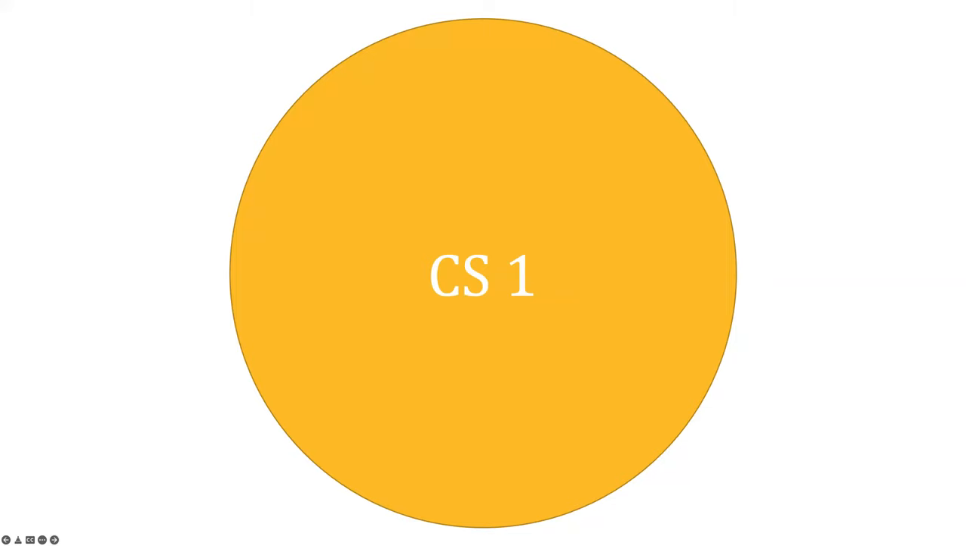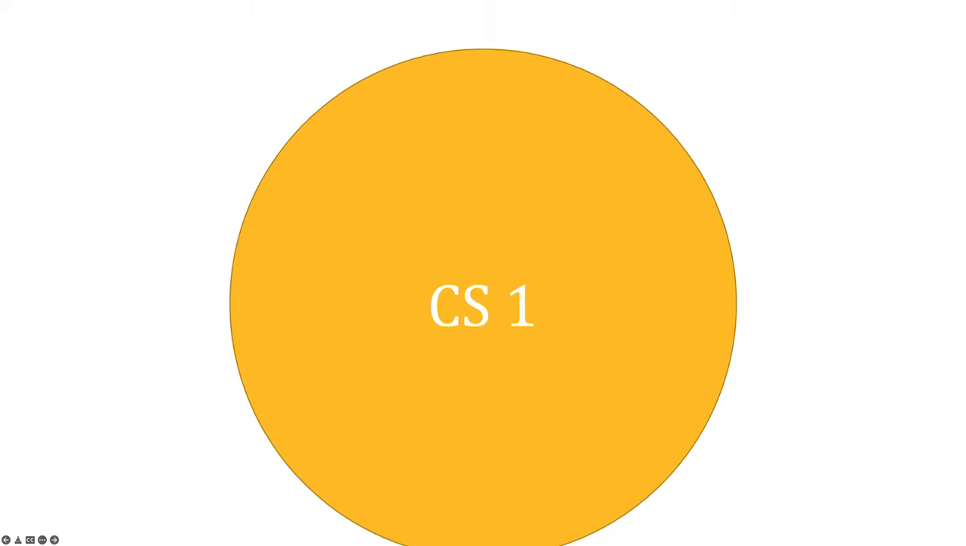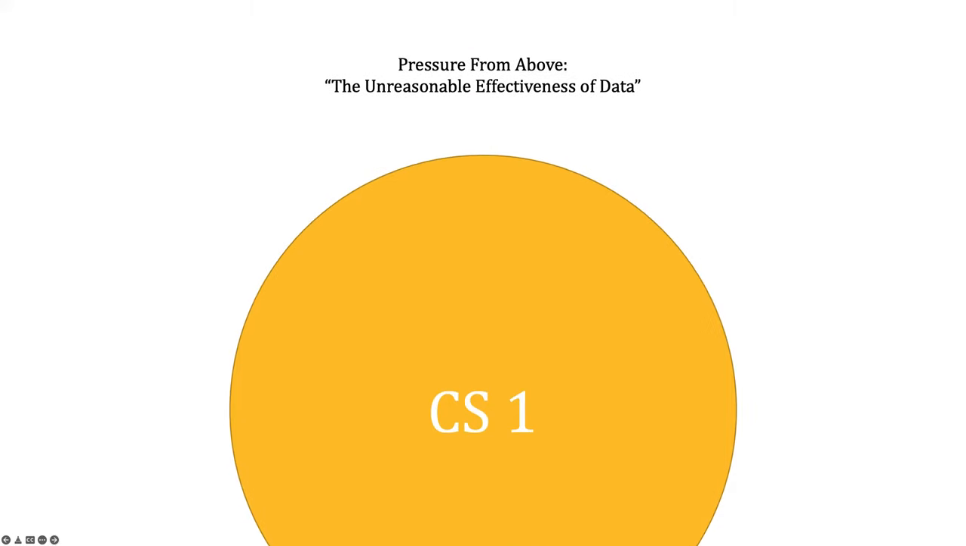So on the one hand, we have pressure from above. We have what one could call the unreasonable effectiveness of data, to borrow a phrase. Huge amounts of data have changed the way we do computer science. And I'm actually making a very strong claim here: data-driven algorithms are a fundamentally different kind of algorithm than traditional computer science teaches.